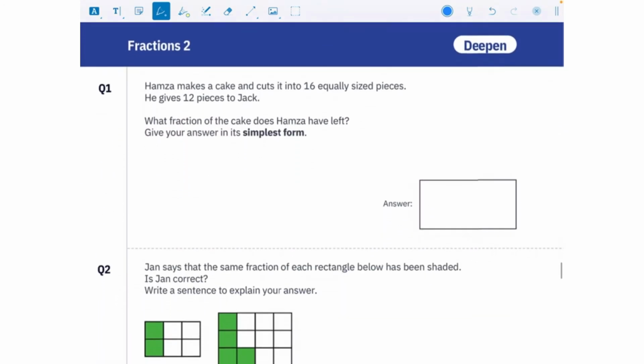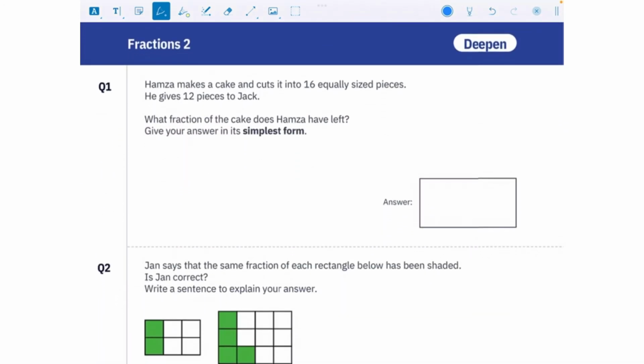Fractions to deepen, so these are the most challenging ones. Hamza makes a cake and cuts it into 16 equally sized pieces. He gives 12 pieces to Jack. What fraction of the cake does Hamza have left? Give your answer in its simplest form.